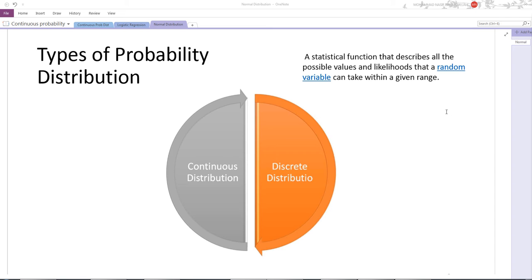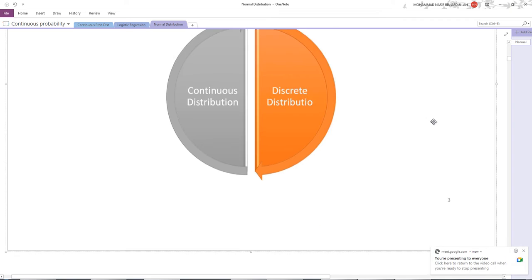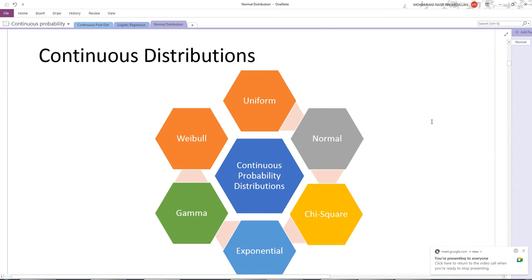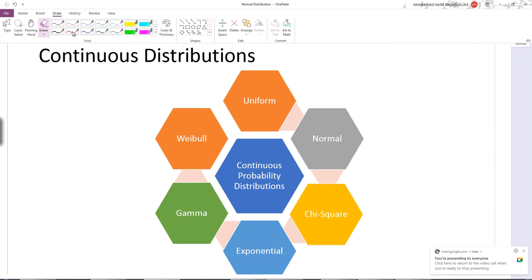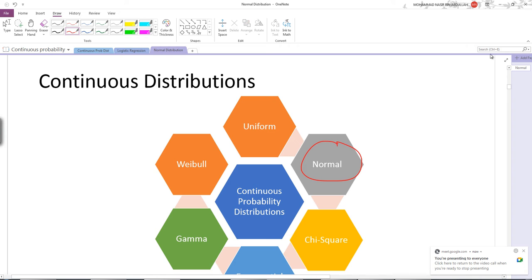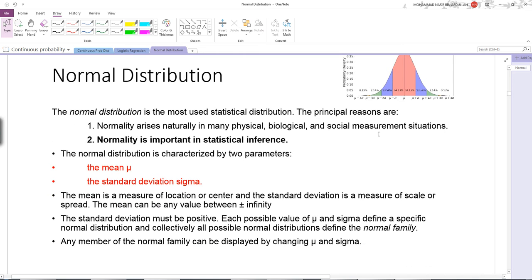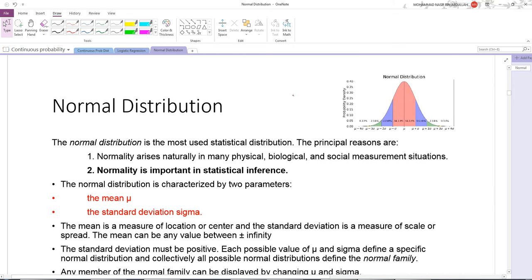So under continuous distribution, right? There are a lot of special probability distributions, such as uniform distribution, normal, chi-squared, exponential, gamma, and so on. But in this class, we only focus on normal distribution, right? So for normal distribution, let's look at its characteristics. First, this is the probability distribution curve for normal distribution.